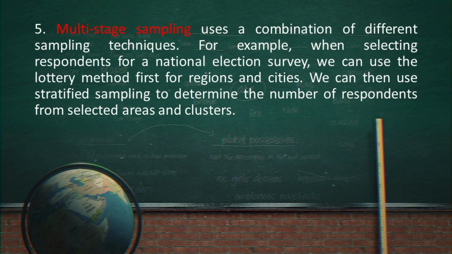The number 5 type of random sampling technique is the multi-stage sampling technique. It uses a combination of different sampling techniques. For example, when selecting respondents for a national election survey, we can use the lottery method first for regions and cities. We can then use stratified sampling to determine the number of respondents from selected areas and clusters.